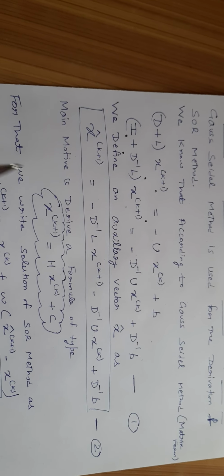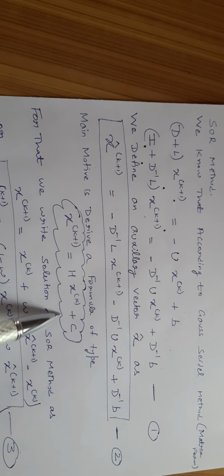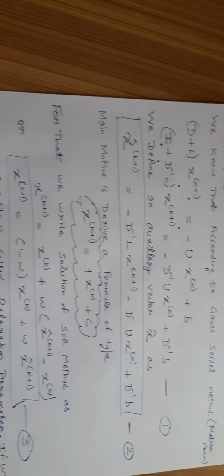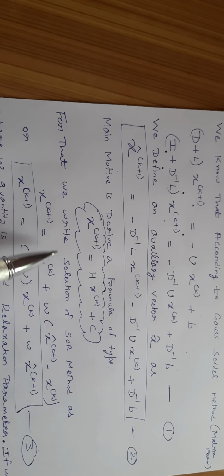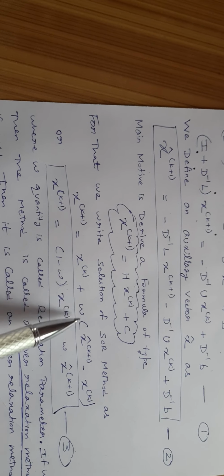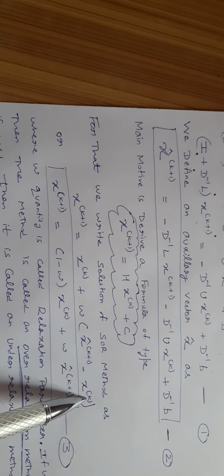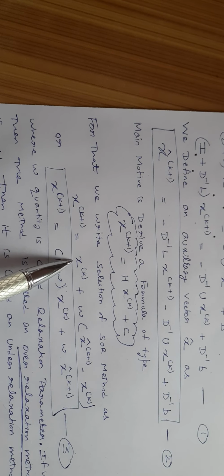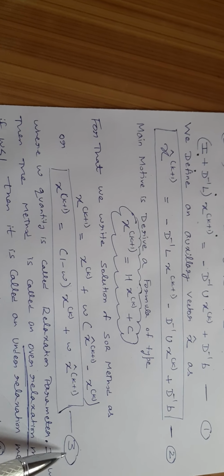Now the main motive, as I already discuss in every video, is to derive this type of formula for the iteration method to solve a system of linear equations. Further, for that we write the solution of SOR method as x raised to power k plus 1 equals x raised to power k plus w times x cap k plus 1 minus x raised to power k. So if we collect the terms having x raised to power k as common, we get this expression and we call this equation number 3.